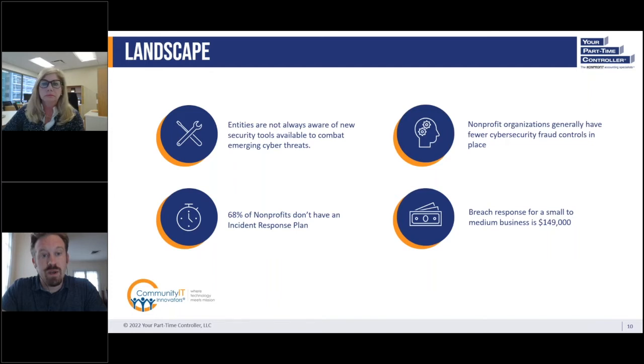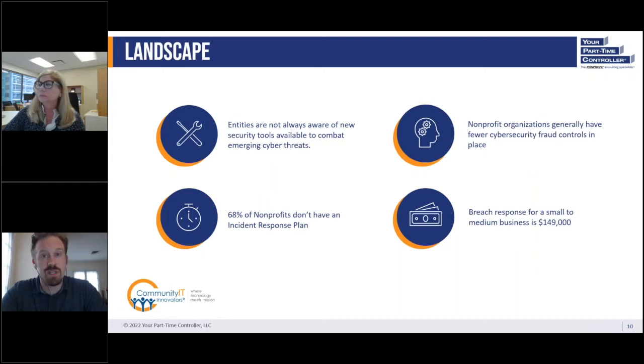We also know that organizations are not always aware of all the security tools that are available to them. We've been on a campaign to deploy more and more sophisticated tools to protect organizations against all of these threats, and we can see from our metrics that they are effective and make an impact. And we recognize that nonprofit organizations have a lot of work to do related to the policies that they need to develop, such as an incident response plan.